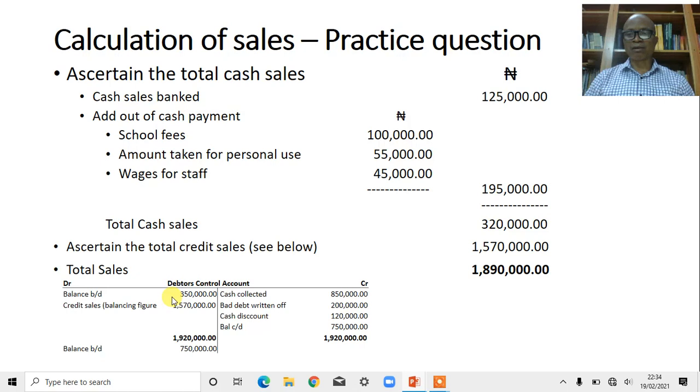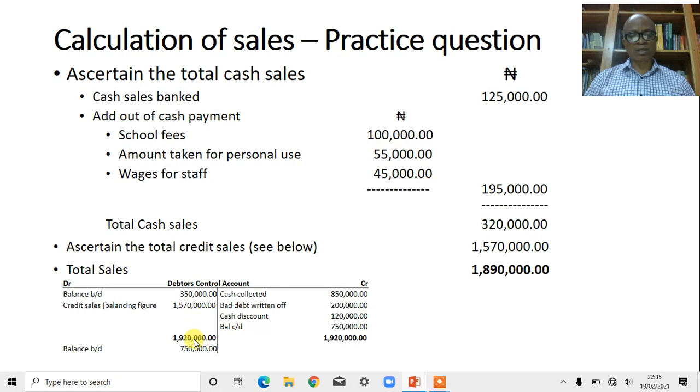So the balance brought down of 350 is here being debited to the debtors control account. Okay, remember they collected 850,000 from the debtors, so it's coming here as a credit figure, credited to this account. And then bad debt written off, of course, must be taken out. So that's the bad debt of 200,000 written off, and then cash discount of 120,000, being on the credit side here. And then we have a balance carried down, balance at the end of the month, of 750,000. So that 750 carried down here will also come down as balance brought down of 750 on the other side, that's on the debit side of the debtors control account.